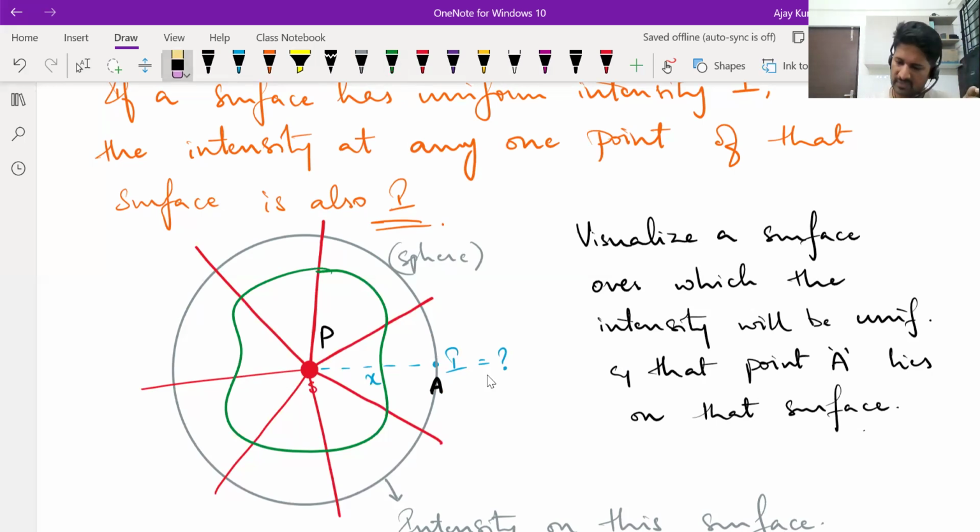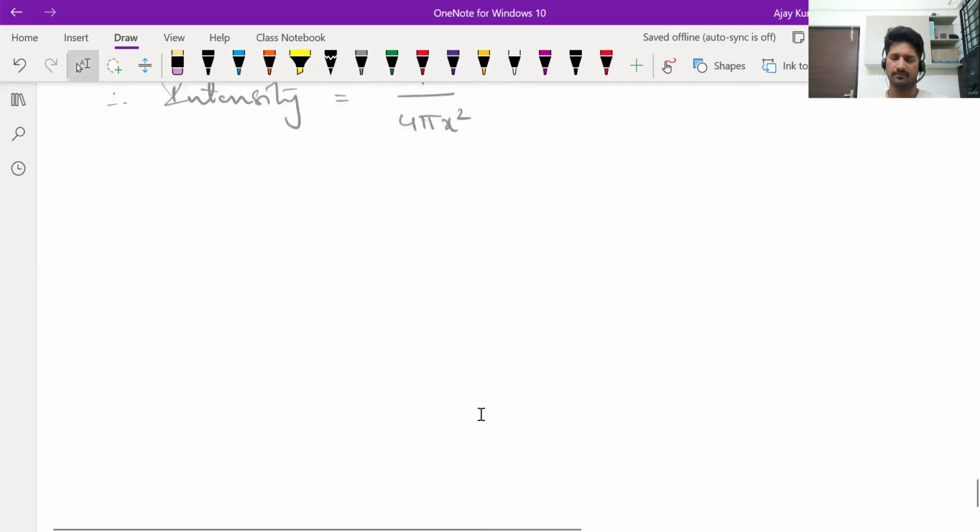So we know the energy per unit time on this sphere. We divide by the area of the sphere. So we get energy per unit time per unit area, the intensity on that sphere.